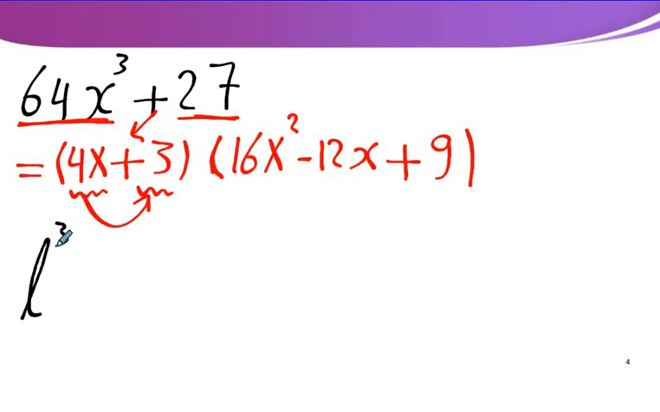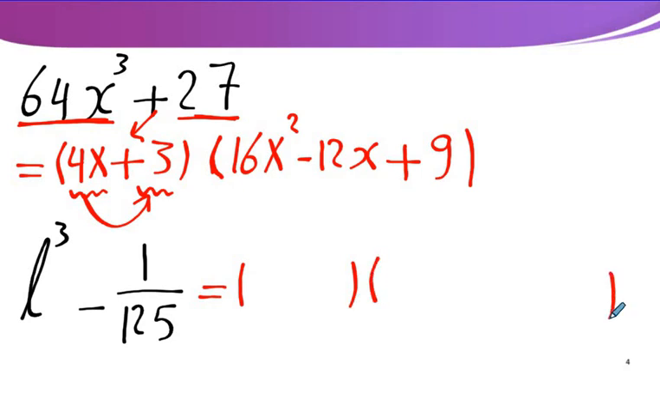L to the power 3 minus 1 over 125. This is the difference between two cubes. So a bracket and another bracket. The cubic root of L to the power 3 is L. So L here. The cubic root of 1 over 125 is 1 over 5. And the sign is like this. This is negative and here negative.